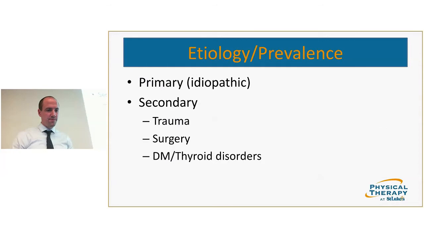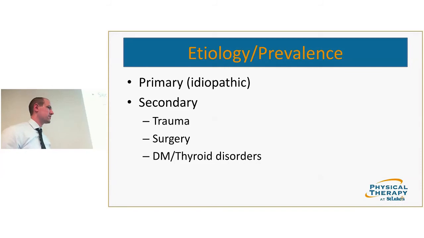So just some of the etiology. There are two basic types of adhesive capsulitis. The first one is the primary, which is more or less that there's no known cause that they know for sure was the cause of it. It could be that they have some diabetes or some thyroid issues, which could certainly contribute, but there's no definitive cause that says that this led to adhesive capsulitis.